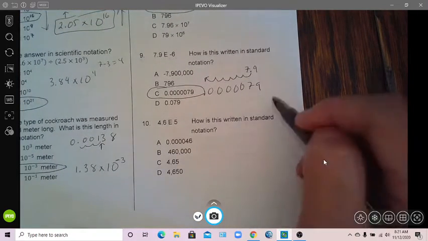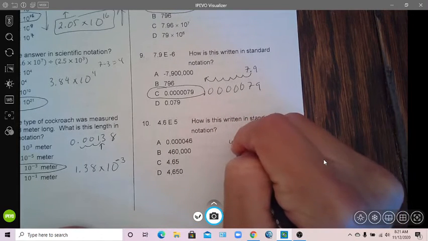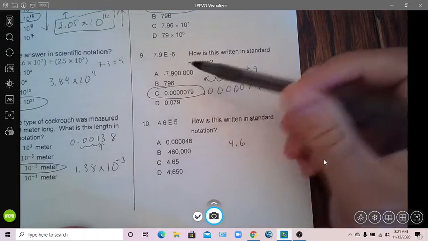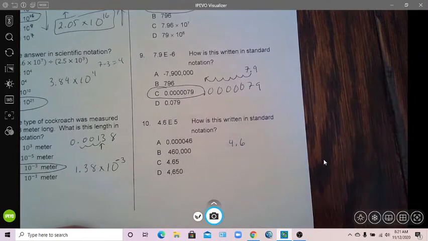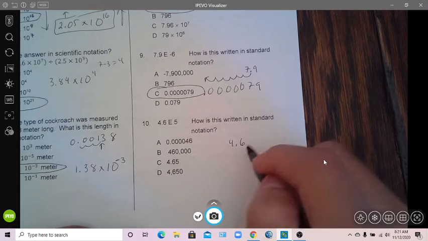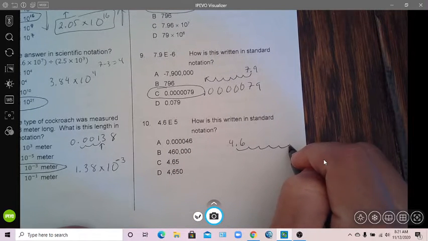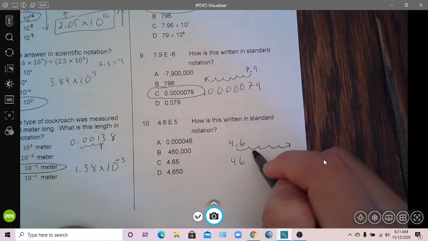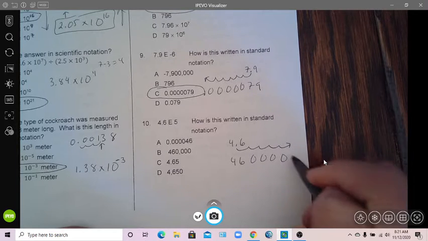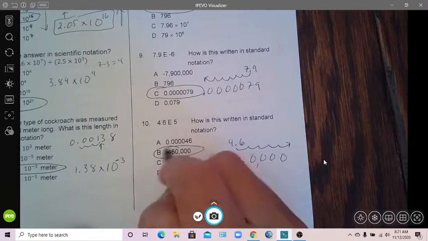Number 10, how is this written in standard notation? Okay, so I have 4.6. The exponent's a positive 5. I have to move it to the right 5 spaces. So let's go ahead and do that to the right. 1, 2, 3, 4, 5. So I have a 4 and a 6, and then 1, 2, 3, 4 zeros. So it looks like it's 460,000.